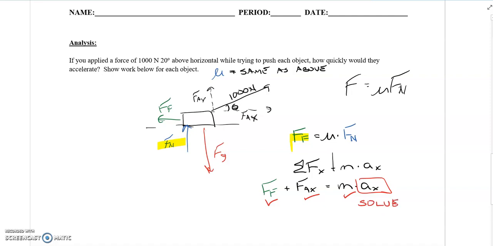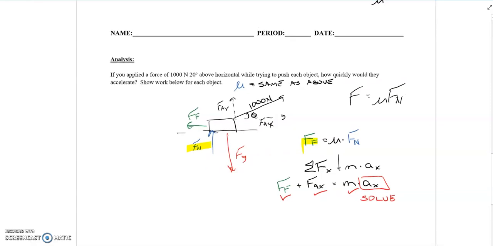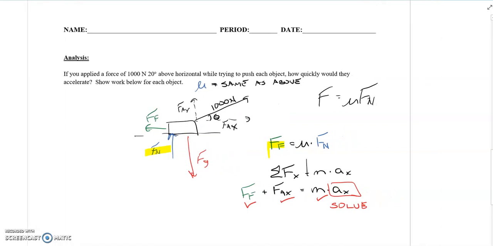So I'll leave that to you to solve, but I wanted to point out how we're going to go about doing this for this mini lab. So hopefully this gives you a little bit of direction to work through this mini lab.